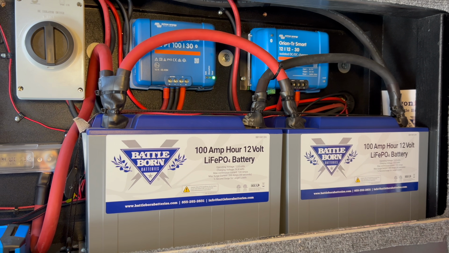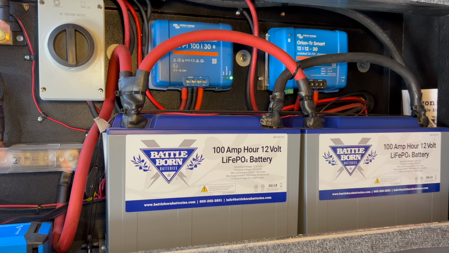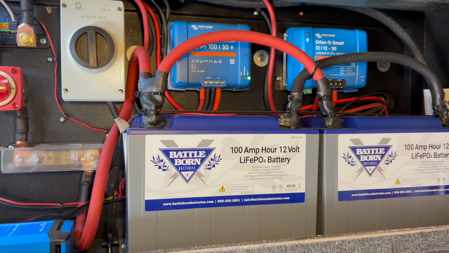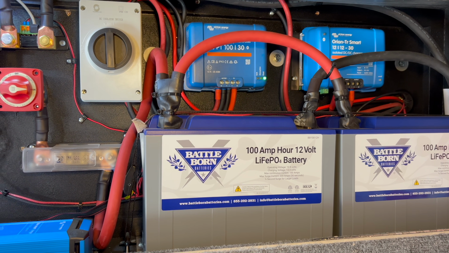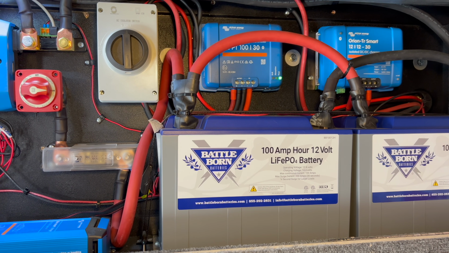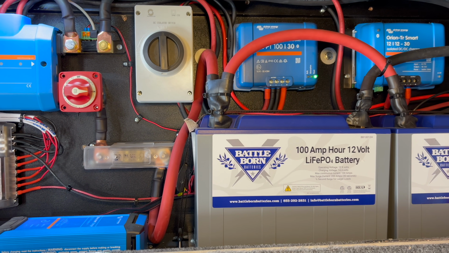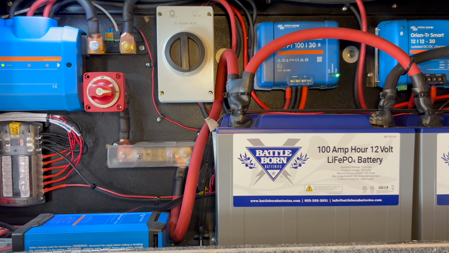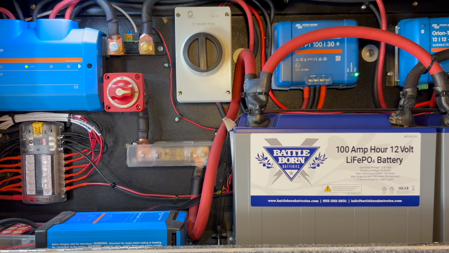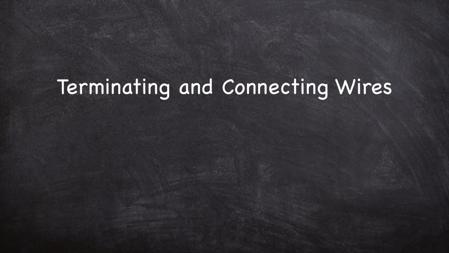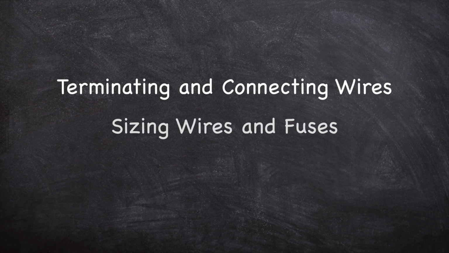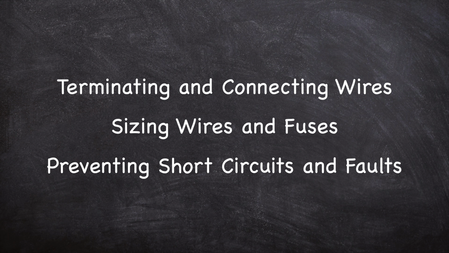Even a small battery bank can send thousands of amps through your system during a short circuit event. At the very least, this will damage your equipment and at worst, can start a fire. Once you understand how your system works and have studied basic electrical principles, you can take the proper measures to help ensure your system operates correctly. In this section, I will cover how to make good connections, how to properly size your wire and fuses, and how to take precautions to prevent short circuits and other system faults.